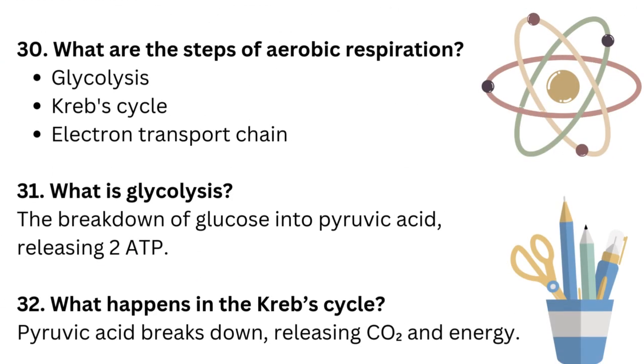What are the steps of aerobic respiration? Glycolysis, Krebs cycle, electron transport chain. What is glycolysis? The breakdown of glucose into pyruvic acid, releasing 2 ATP. What happens in the Krebs cycle? Pyruvic acid breaks down, releasing carbon dioxide and energy.